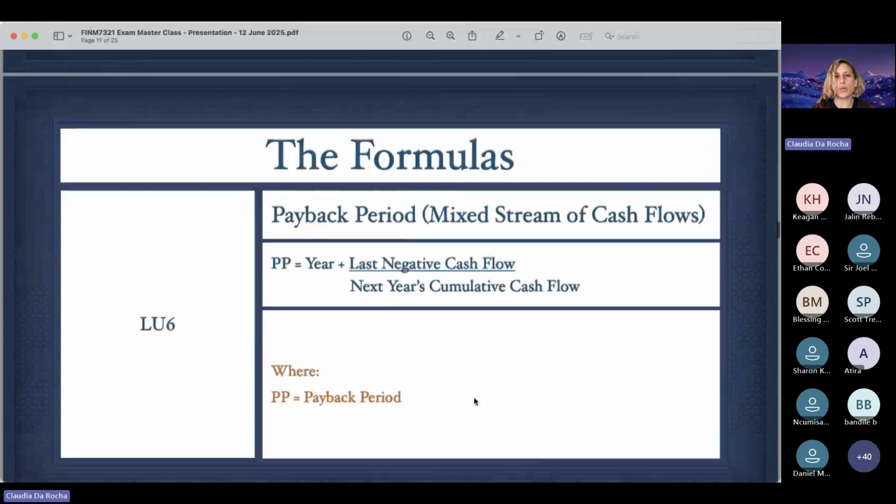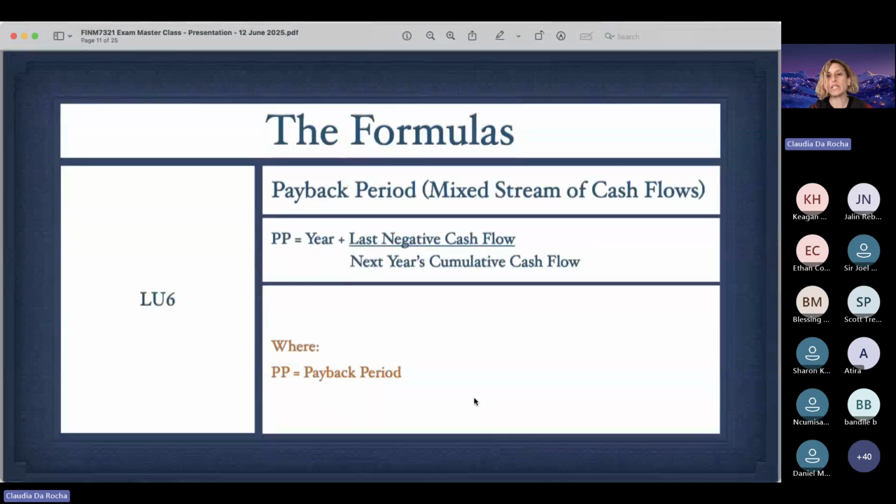If we go to the payback period formula for a mixed stream of cash flow, it is the year, so the actual year, and we will do a question on this so we can understand this method. So it's the year plus the last negative cash flow over your next year's cumulative cash flow. So with this method, we do need to work out what our cumulative cash flows are going to be, and then from there apply the formula. But like I said, I will go through a question that covers this so you can understand how it's applied.